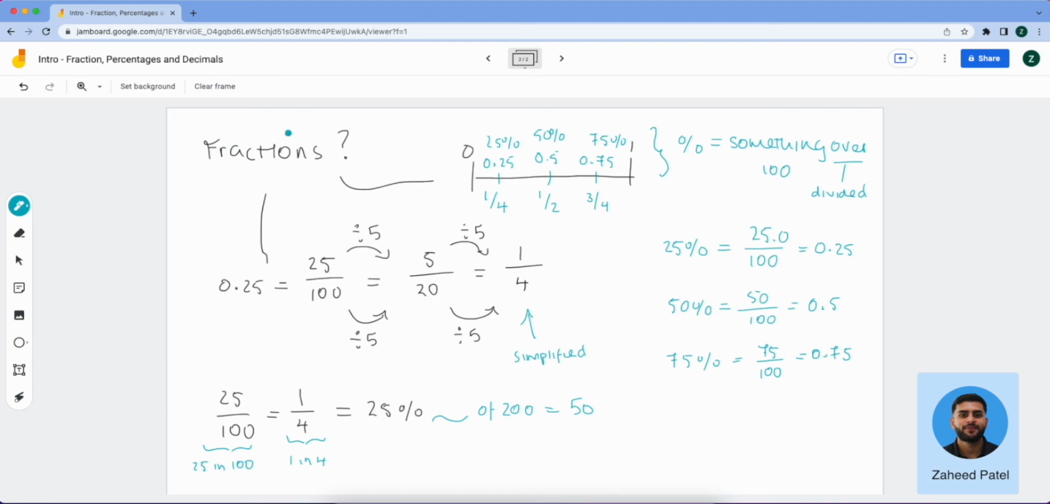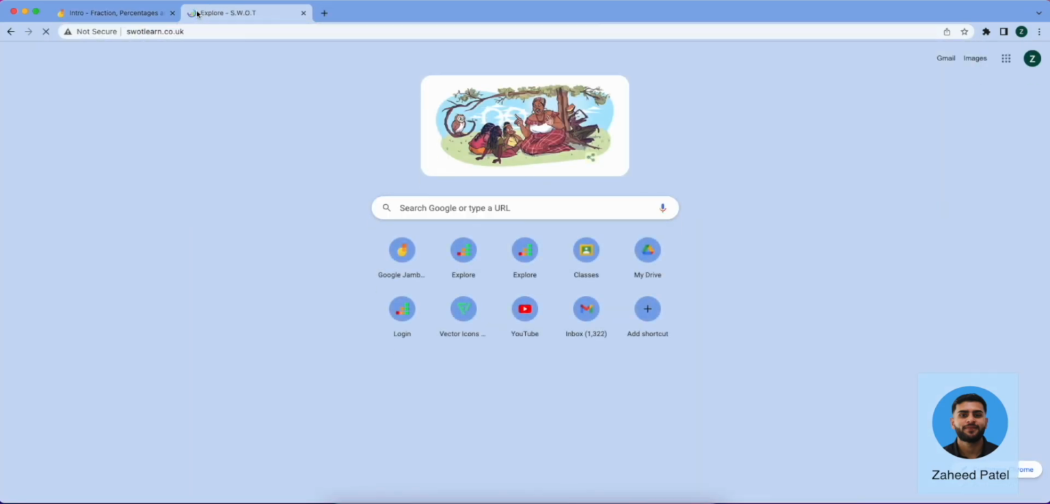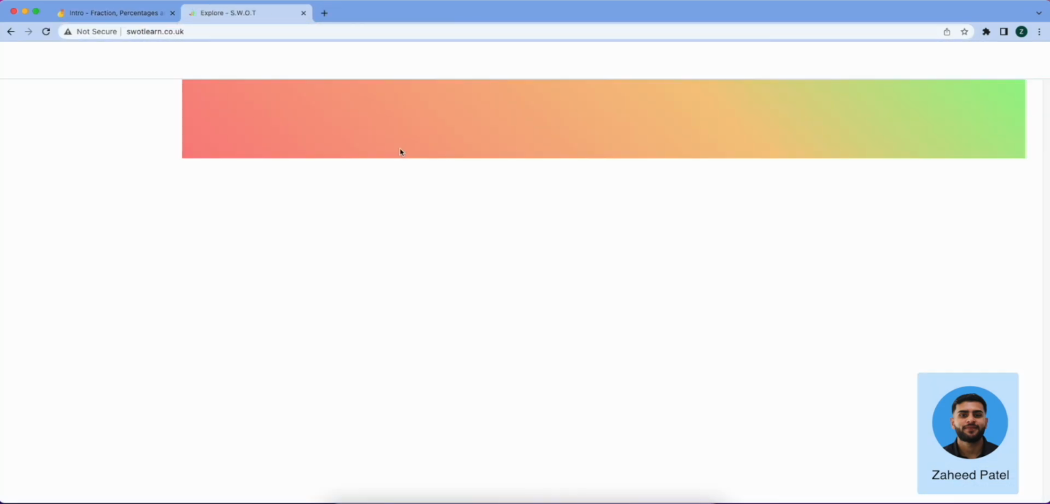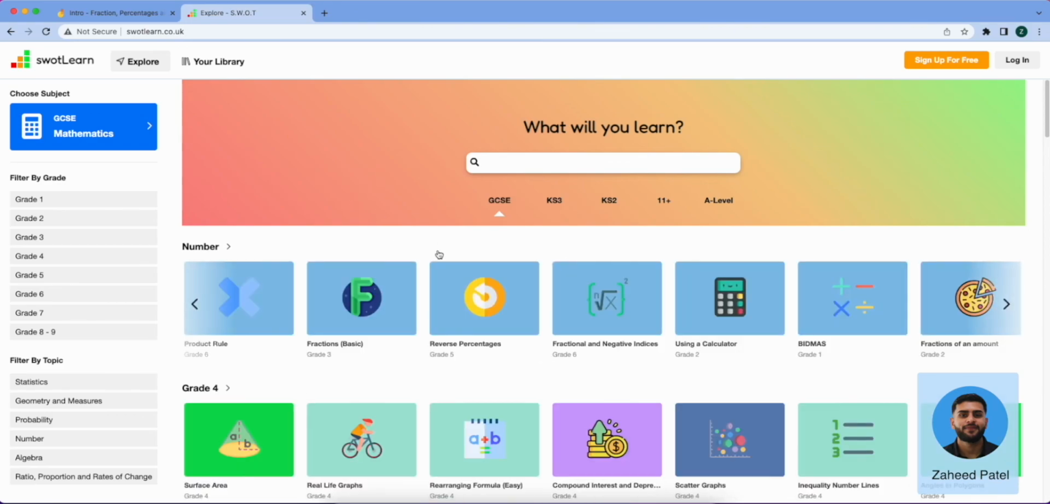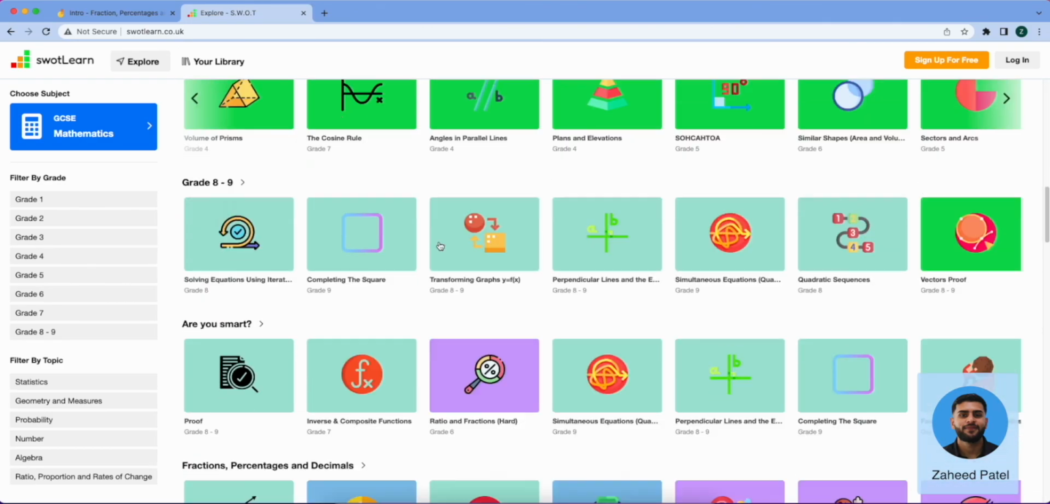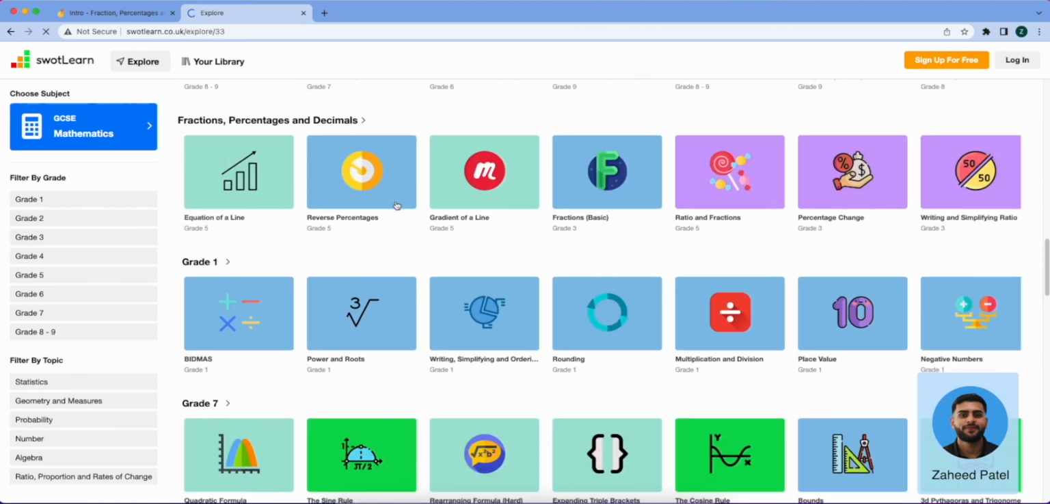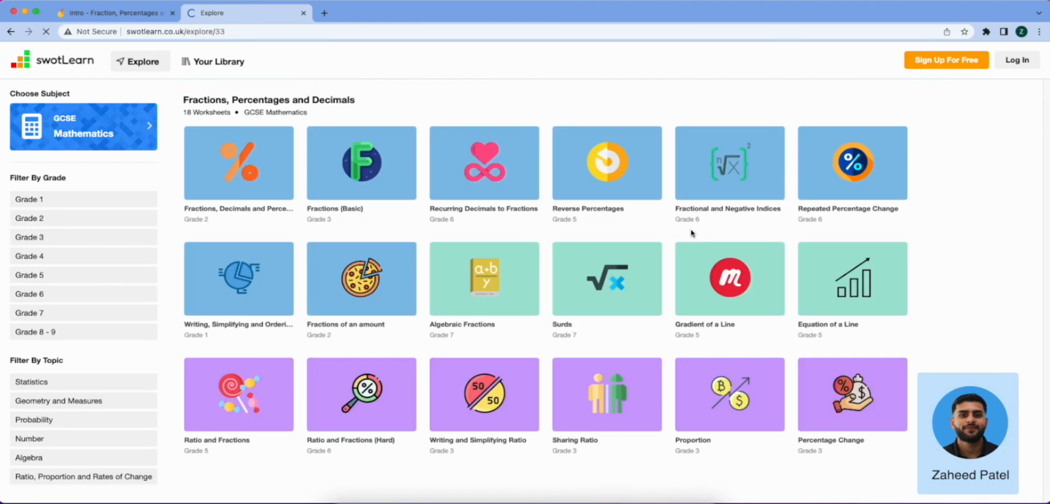I will continue to talk about fractions, percentages, and decimals. More specifically, I'm going to be using the content that is on the website, and I'd recommend you look at some of the worksheets. I do have a collection called fractions, percentages, and decimals, and you can see here that it goes from grade 2, there's grade 5, there's grade 6, and even a grade 7. Surds is not specifically fractions, percentages, and decimals, but a lot of fractions come up inside it, so that's why I included it here.